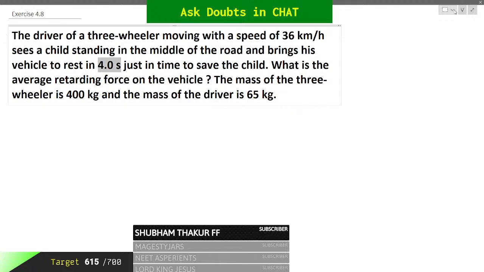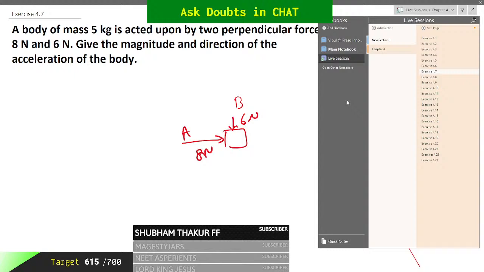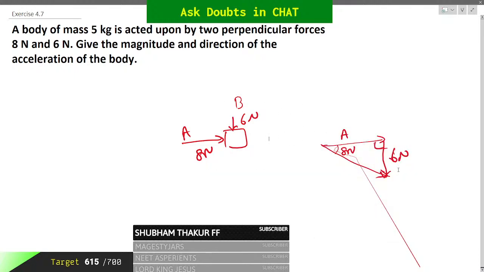How do you get 10 Newton? Upon vector addition of these two vectors, we will get 10 Newton. In this scenario, the magnitude of the resultant vector would be equal to under root of a square plus b square.